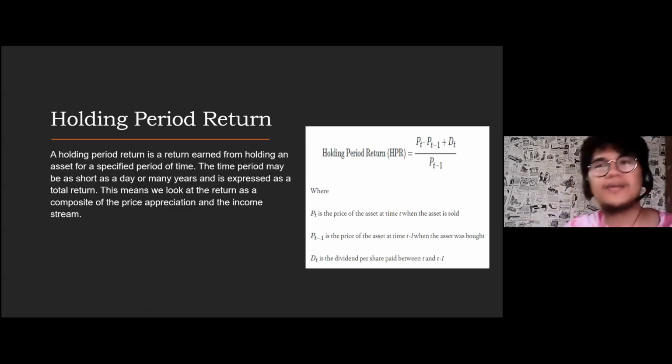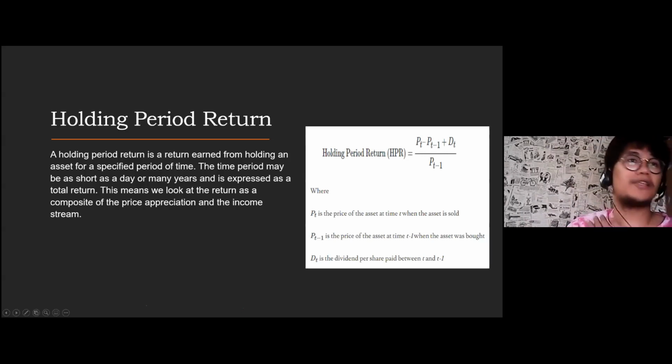So holding period return is a return earned from holding an asset for a specified period of time. The time period may be as short as a day or as long as many years, and this expresses a total return. This means we look at the return as a composite of the price appreciation and the income stream. This is the formula of holding period return. If you want, guys, I will be providing you this PowerPoint presentation for you to have a copy.